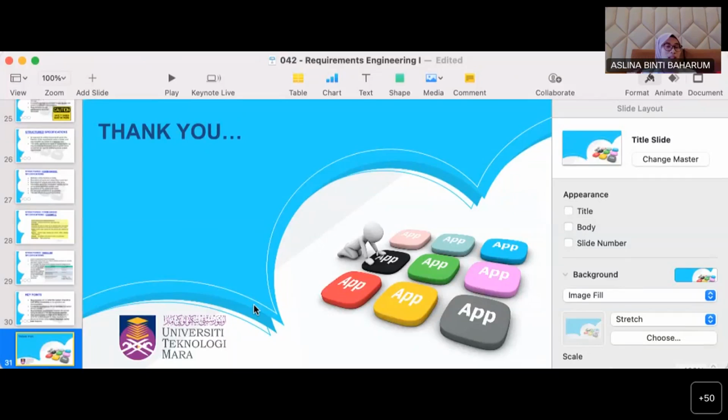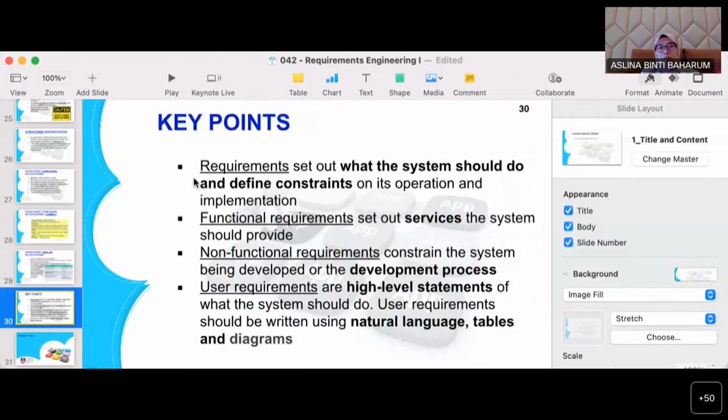It looks like a lot of input, but actually it is for your understanding, your knowledge base. At least you can get the key points. If you can see, it repeats the same thing: the definition of requirement, functional requirement, non-functional requirement, and also user requirement.